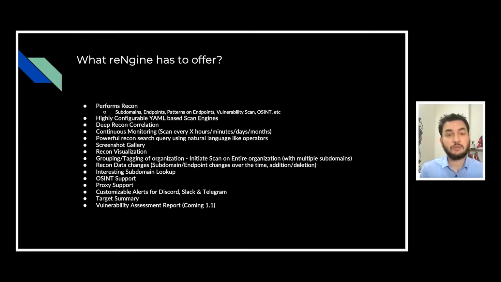And since reNgine 1.0, we also have OSINT support. So we do a lot of meta info gathering. We gather the employees and their email addresses and their leaked passwords from leaked password databases. We do a lot of things in OSINT as well. And we also have proxy support. Since reNgine 1.0, reNgine comes fully supported with proxies. You could enter as many proxies as you want, and then it just picks one randomly during the scan.